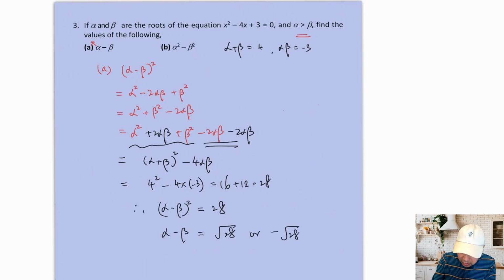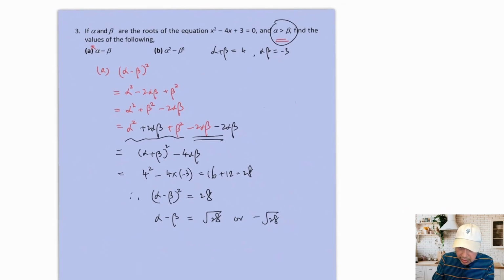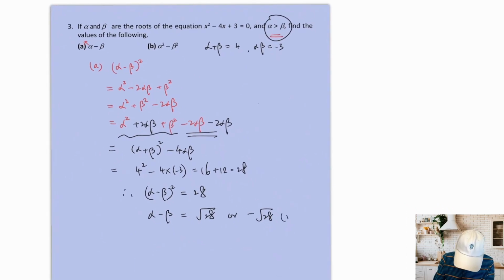However, because alpha is bigger than beta, the negative root 28 should be rejected. One more thing is that root 28 can be simplified: root 4 times root 7. So the final answer is 2 root 7.